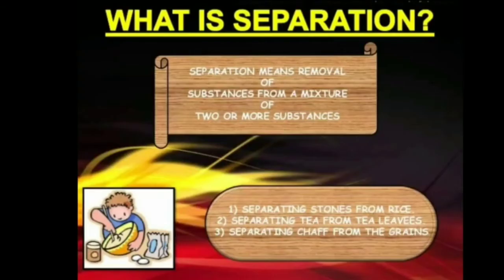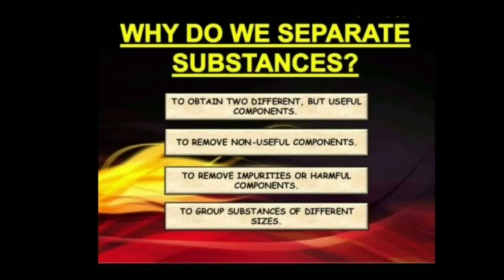Today we are going to start the 5th chapter from our science book, that is separation of substances. What is the meaning of separation? Separation means removal of substances from a mixture of two or more substances. You must have seen sometimes we are separating stones from rice, separating tea from tea leaves, and separating chaff from the grains. Now let us understand why do we separate substances.